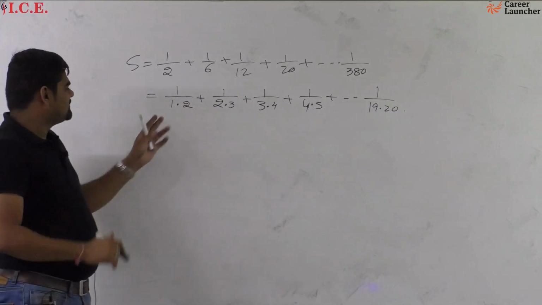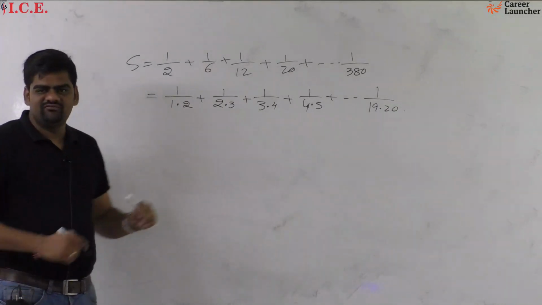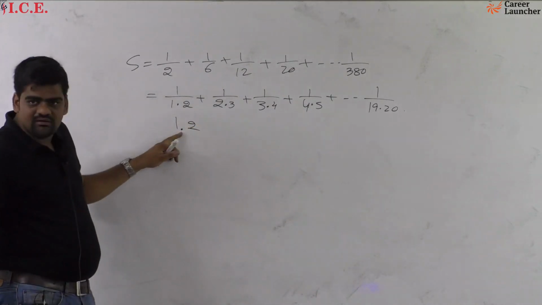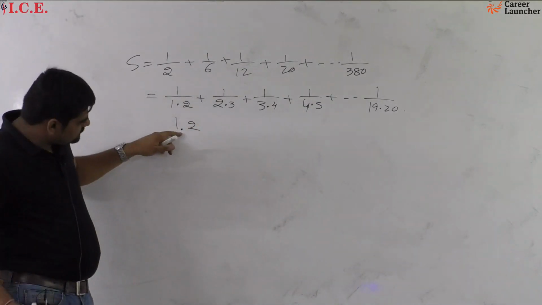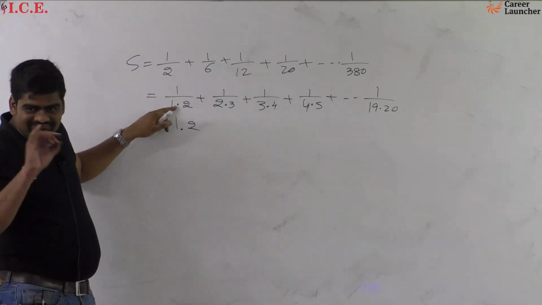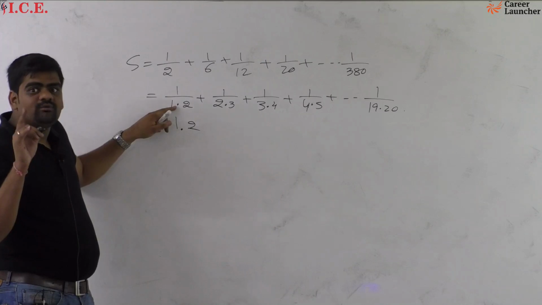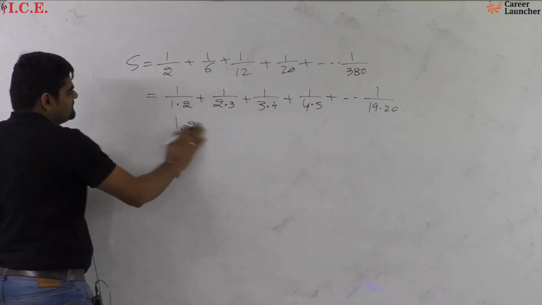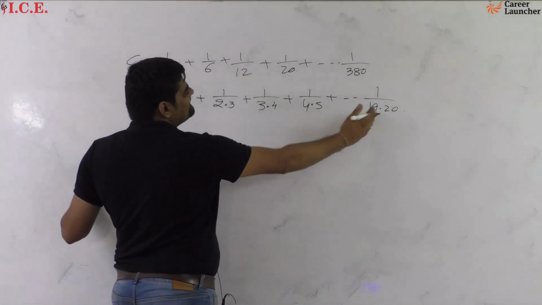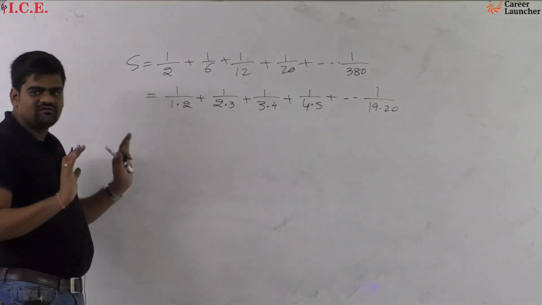Now don't say it is 1.2, 2.3, 3.4. There's a difference. If I write the point at the foot of the number, that is a decimal. If I write the dot in between the two numbers, it's a dot product, which is basically a multiplication. So it is 1 into 2, 2 into 3, 3 into 4, 4 into 5, up to 19 into 20. Yes, the series is this.